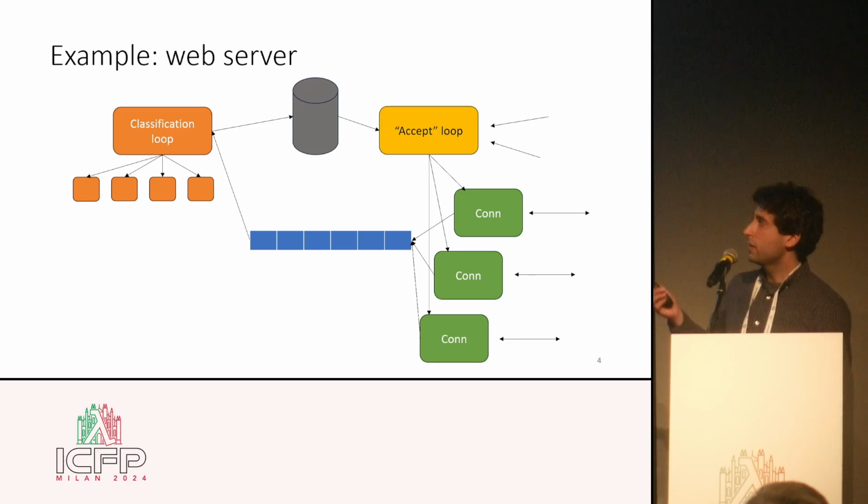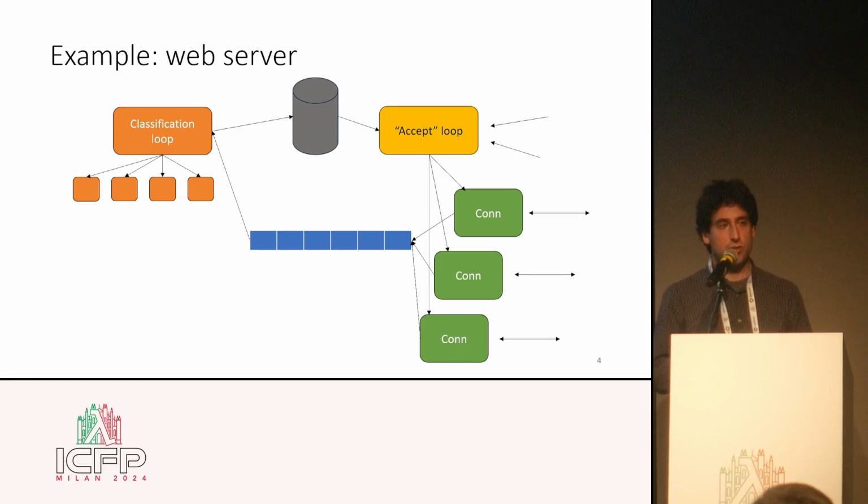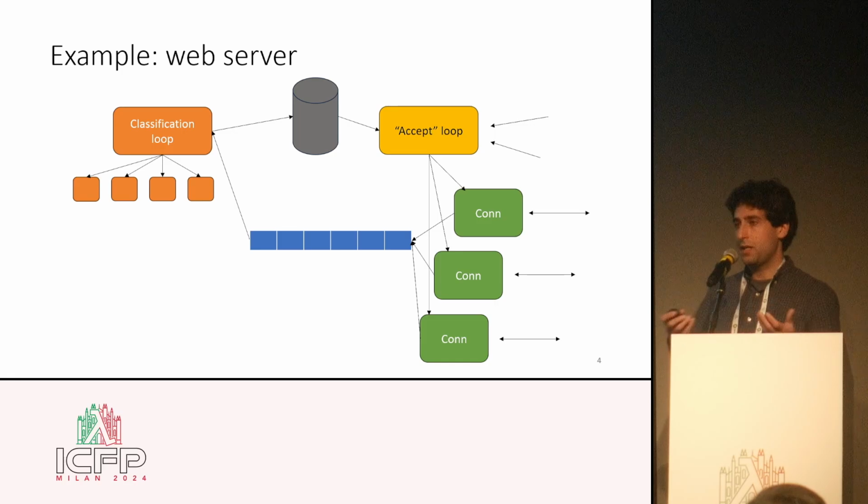So for one thing, the connection threads place the request in this buffer, which is then handled by the classification loop. And then once the classification loop classifies hosts into good or bad, it stores that in a big hash table that obviously needs to be read by the accept loop so that we can actually ban the hosts that are classified as bad.